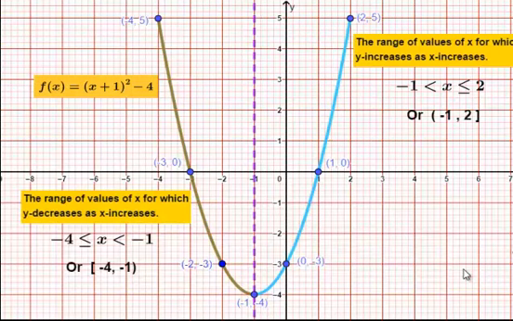So these are the values of x for which y either increases or decreases and s increases or decreases. And this is the graph that opens upward. Now we are going to look at where the graph opens downwards.